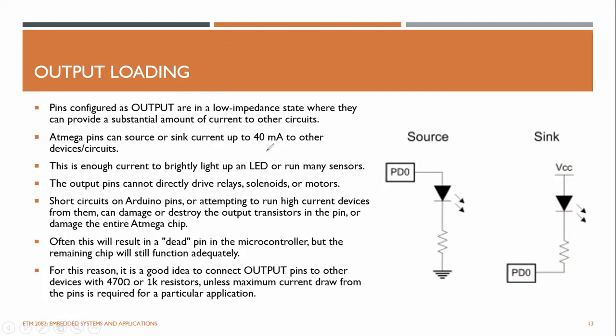Any port pin can drive up to 40 milliamps, which might be useful to drive an LED. But this current is not enough to drive relays, solenoids or motors, right? If you want to drive them, you should consider using transistors or relays or some kind of intermediate device, and then pass that signal to drive the motors or solenoids or relays, right? Otherwise, you will burn up your port.